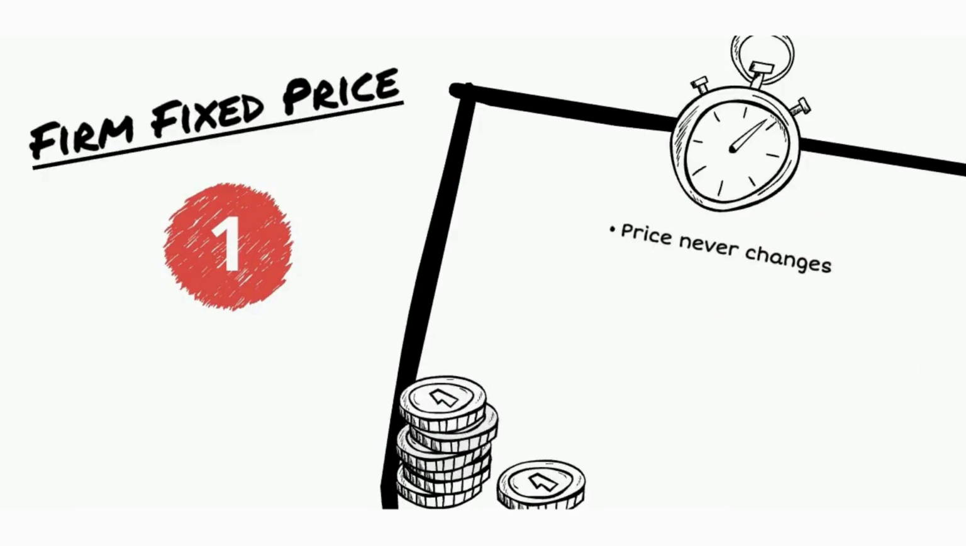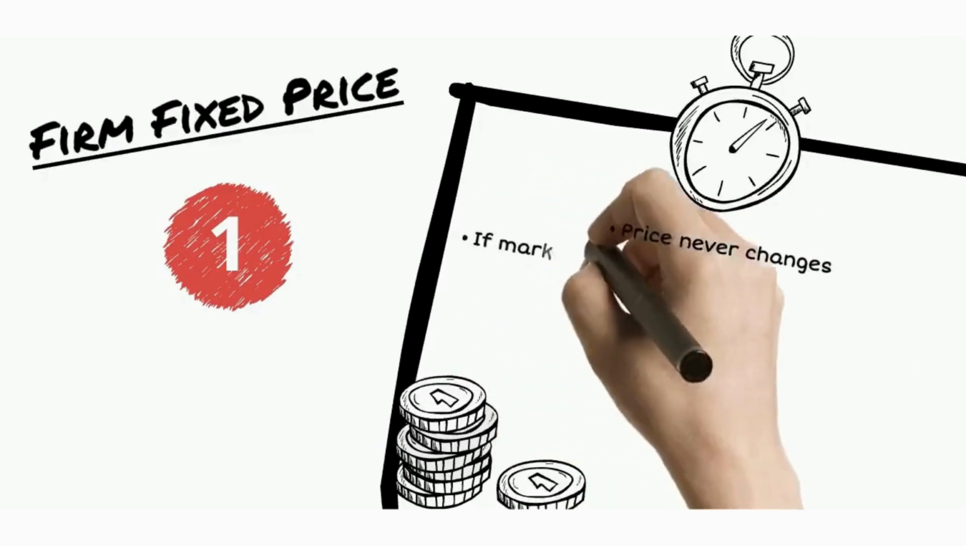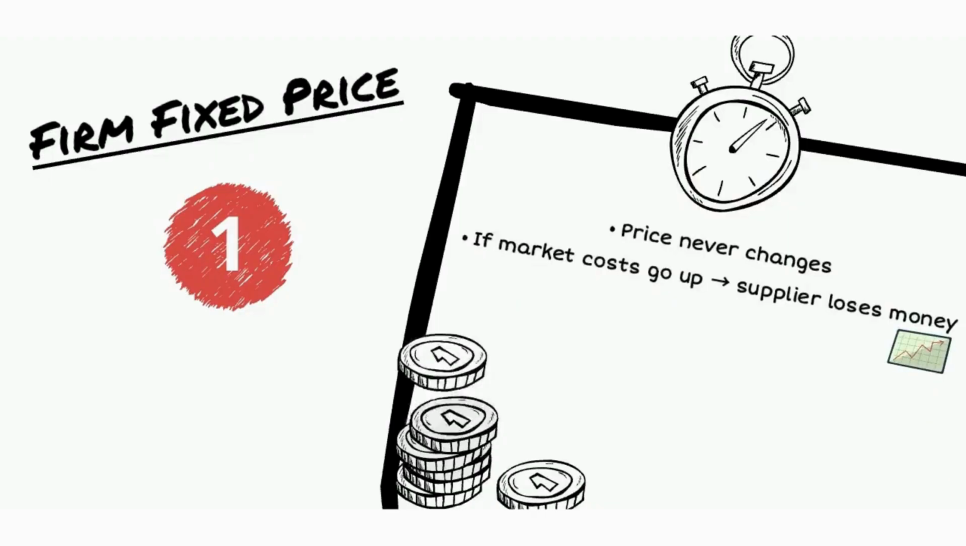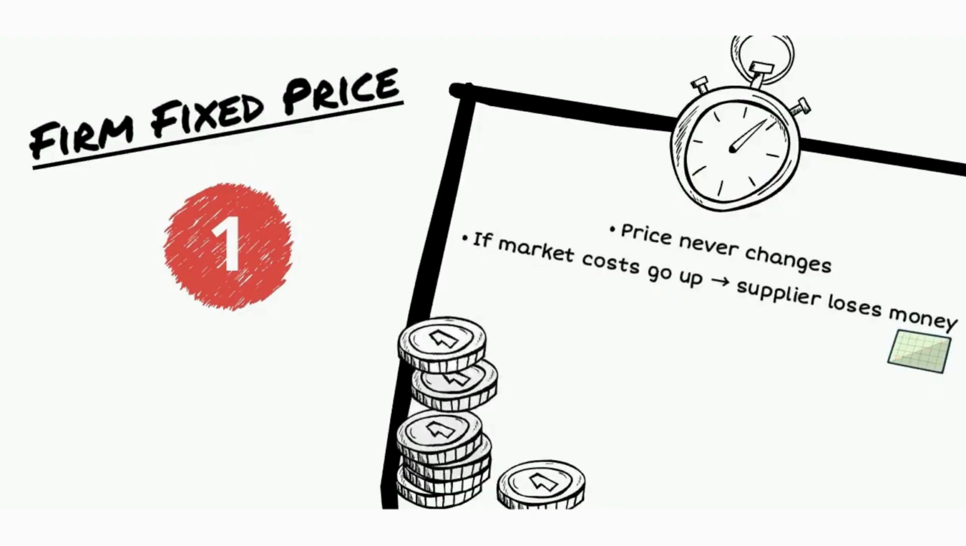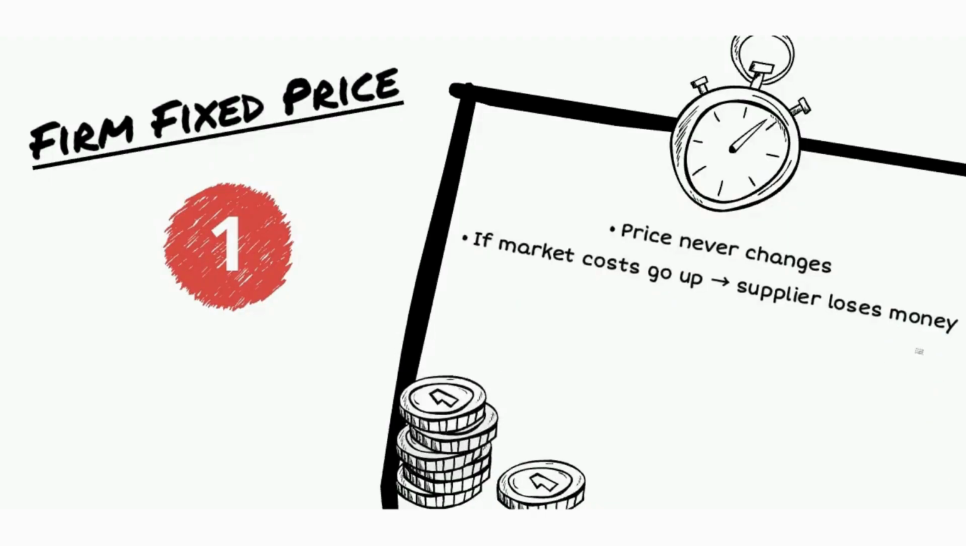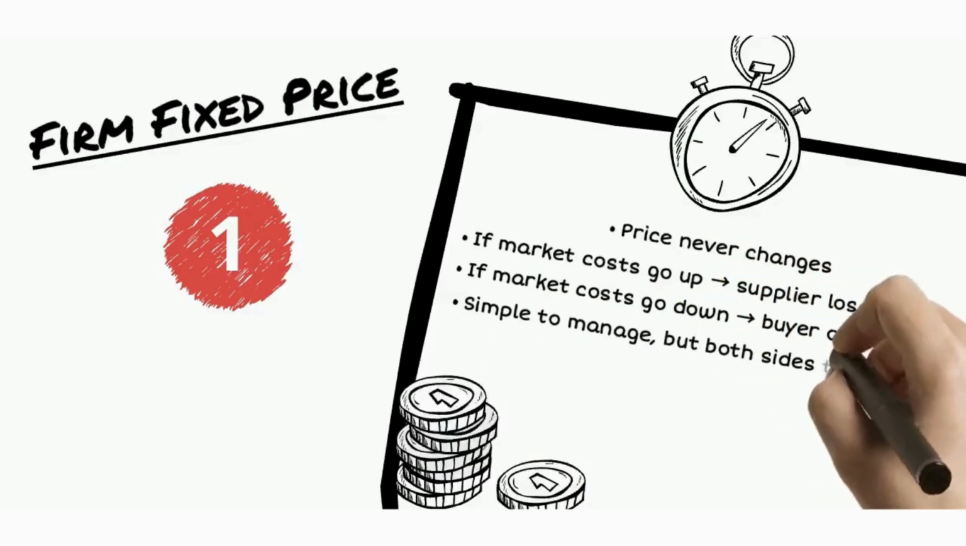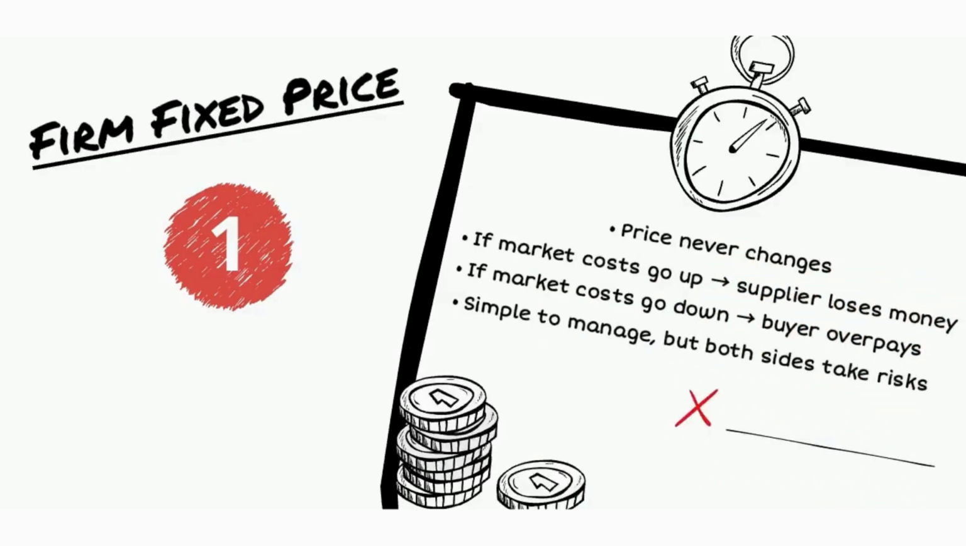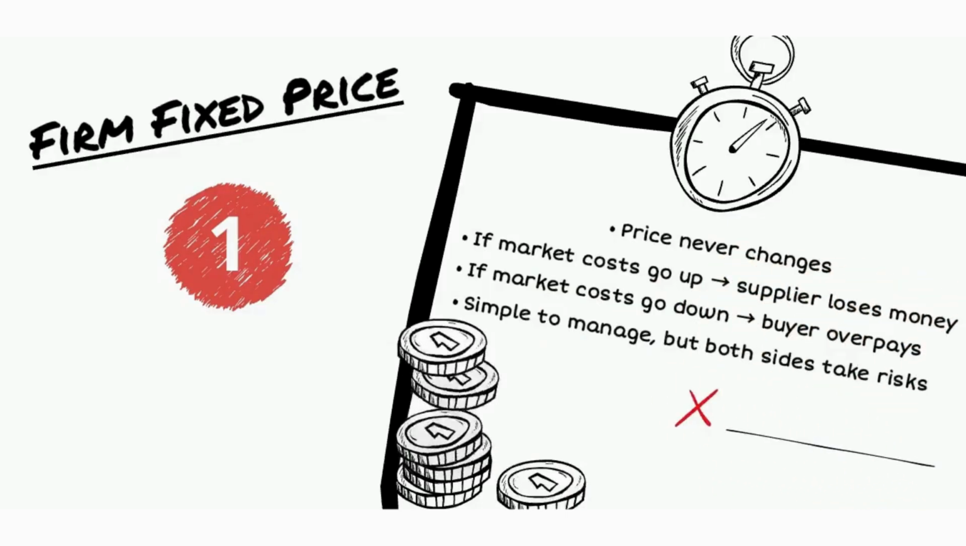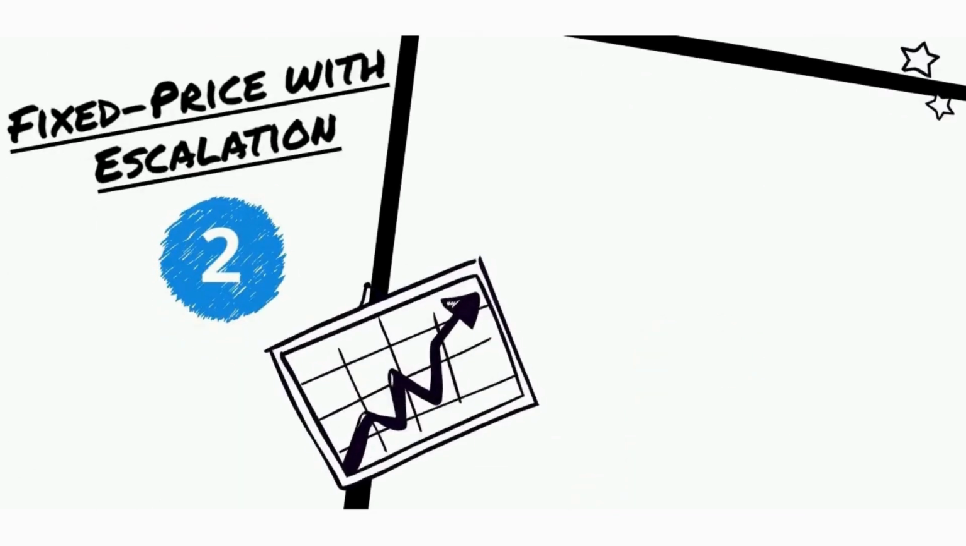This of course exposes both sides to some level of risks. For example, if market costs go up, then suppliers lose money, as they are being paid less than what these materials cost, but if market costs go down, then buyers are overpaying for products that can be bought for less. This type of contract is simple to manage, but both sides take inevitable risks, though the supplier bears most of this risk.